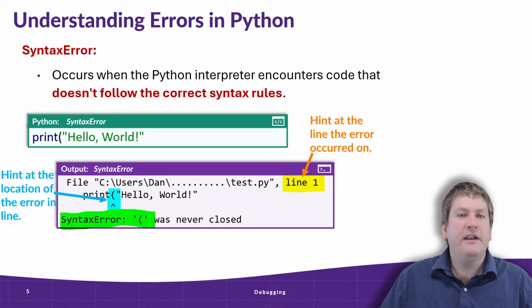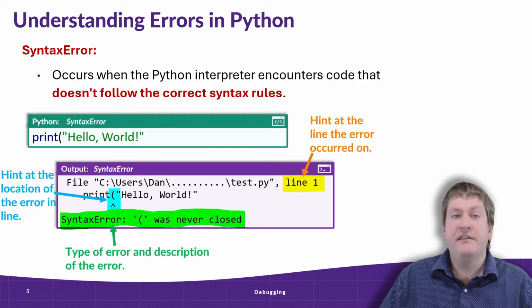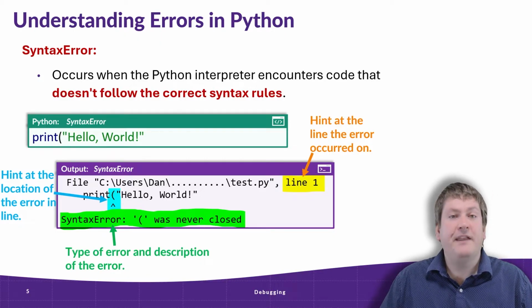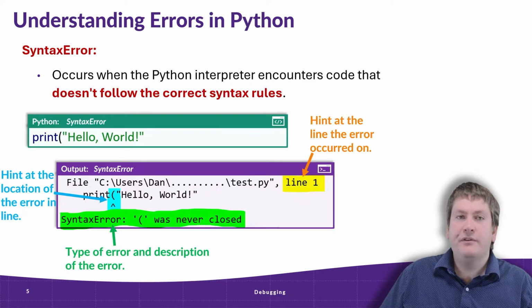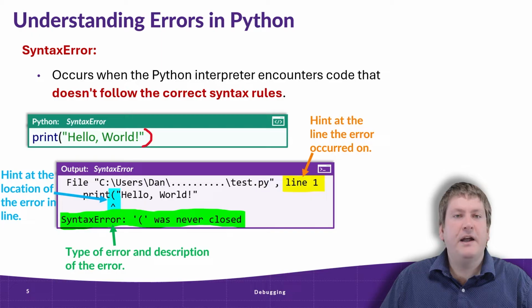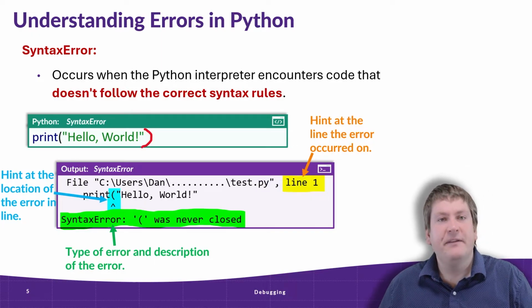And if we look below that, it has a description of the error. This includes the type of error, in this case it's a syntax error, as well as a description of that error. And it says the parentheses was never closed. So that parentheses after print was never closed. So the way we would fix this is by adding a closing parentheses.